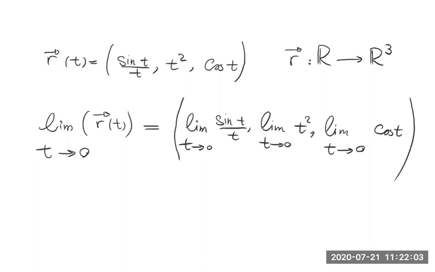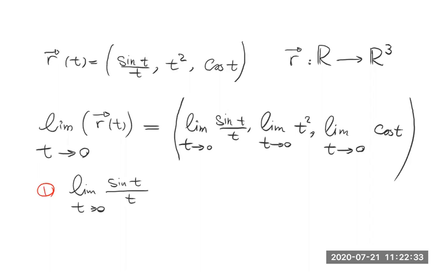So when we take a limit of these functions, it simply means we should take the limit of each of them, right? So what is the limit of sine of t over t? How can I compute it? Well, now I should compute the limit of these three functions. First, I should compute the limit of sine of t over t when t goes to 0.